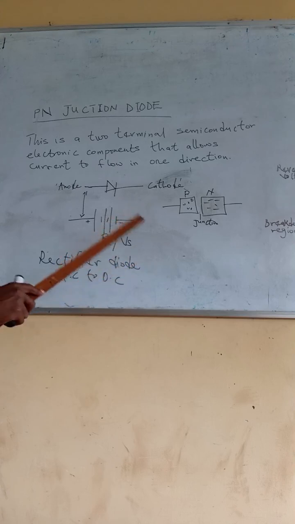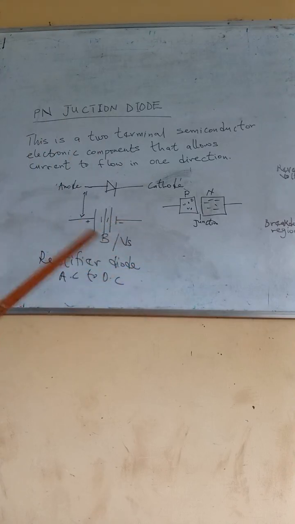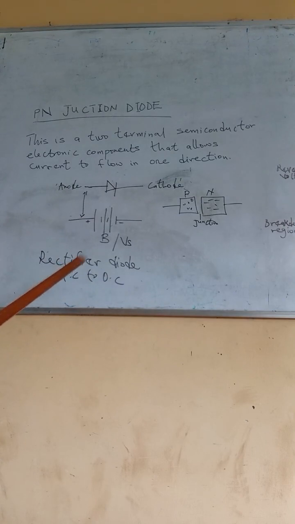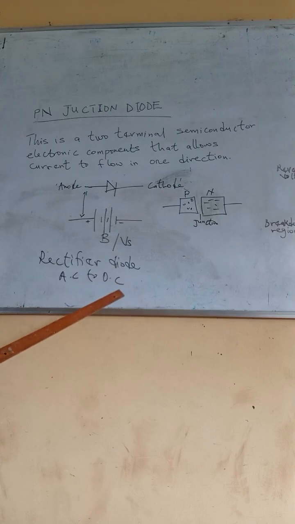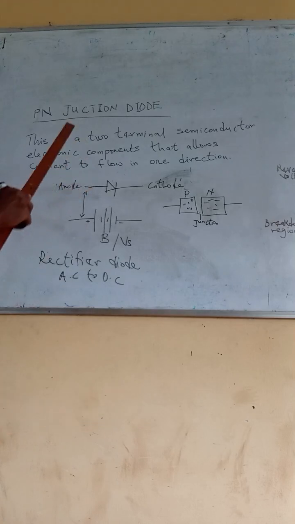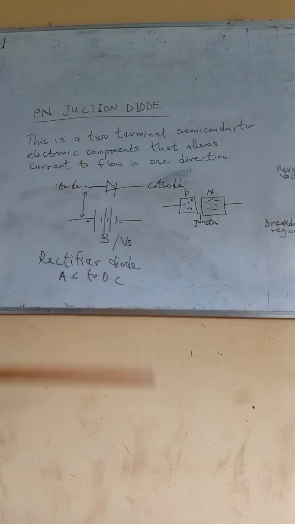It will block the flow of current when you reverse bias it. In reverse bias condition, it operates like a switch because it will block the flow of current. But in forward bias, they use it as a rectifier because it will allow current to flow in only one direction. That's about the PN junction diode, forward bias condition and reverse bias.